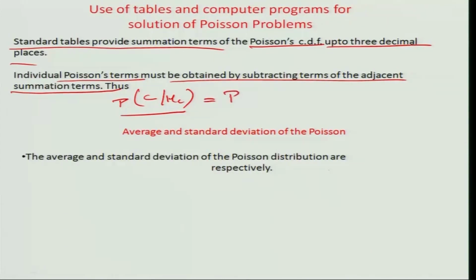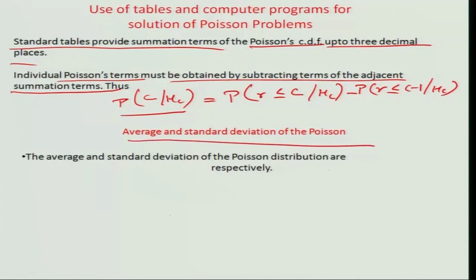So, any particular probability function of c occurrences given the mean occurrence level mu c is given by the cumulative density function of any r less than or equal to c given mu c, minus the cumulative function of any r less than or equal to c minus 1 given the mu c term. The average and standard deviation of the Poisson's distribution can also be calculated. As you saw earlier, mu c is actually mu of np, and the root of mu c can also be represented as root of mu np.